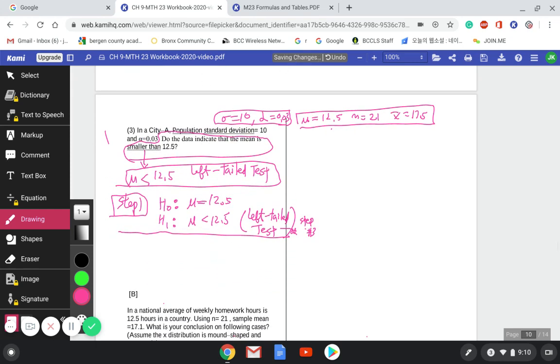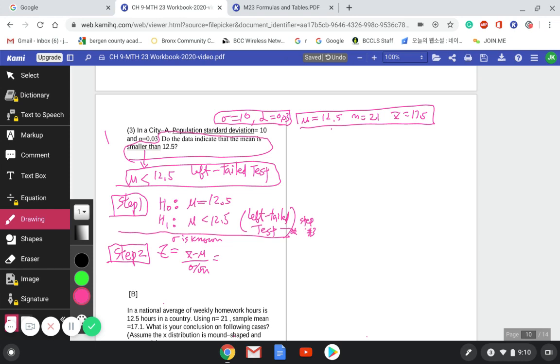Now, step number 2, you have to compute or calculate the z-value. We call it the test statistic. The z-value formula they gave us when sigma is known was x bar minus mu divided by sigma divided by square root of n. So I'm going to use this particular formula for this particular question.